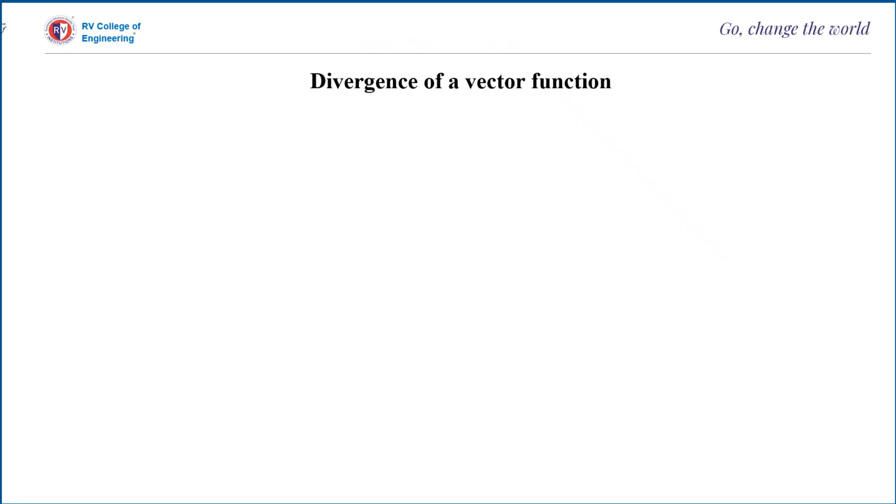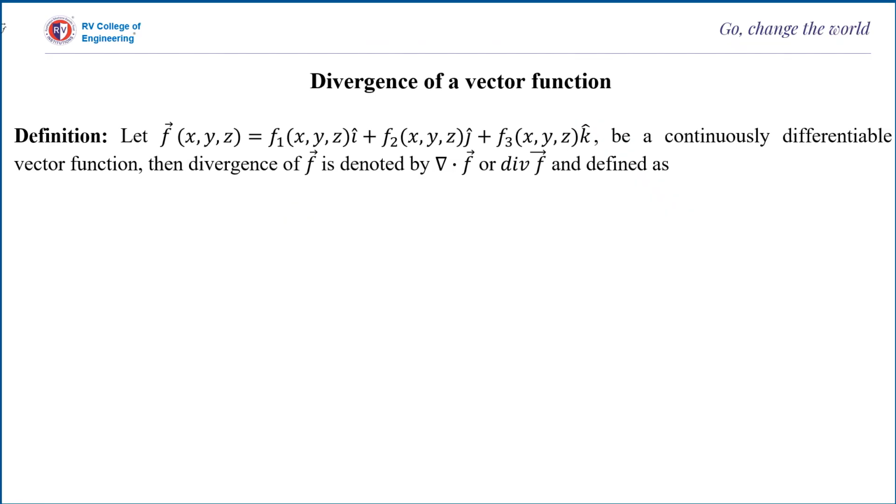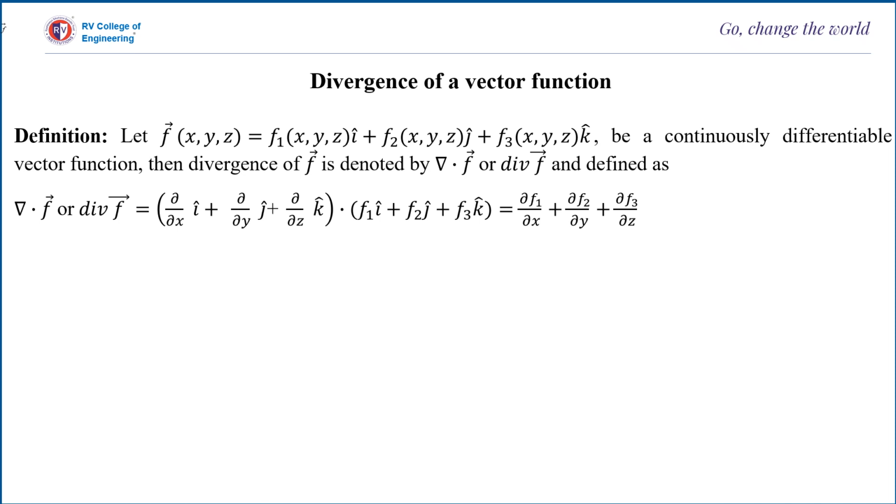Let f equal f1 i plus f2 j plus f3 k be a continuously differentiable vector function. Then div f, denoted by del dot f or div f, is defined as (∂/∂x i plus ∂/∂y j plus ∂/∂z k) dot (f1 i plus f2 j plus f3 k), which is nothing but ∂f1/∂x plus ∂f2/∂y plus ∂f3/∂z. You can observe that divergence of f, or del dot f, is a scalar point function.